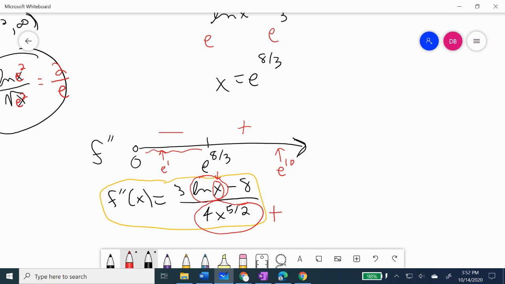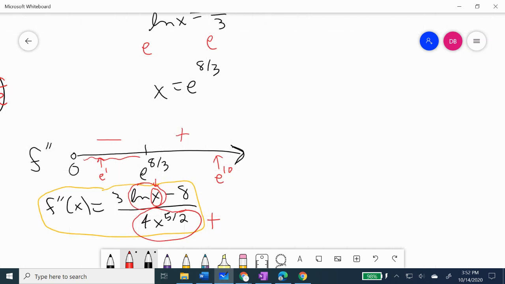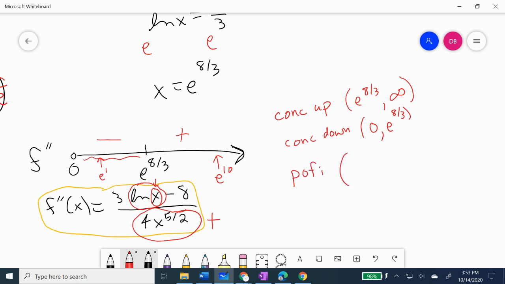Now, this means that I am concave up when I am the number e to the 8/3 to infinity. I am concave down from 0 to e to the 8/3 power. And my second derivative changes sign at this number. That means I have a point of inflection at that number. Point of inflection. But e to the 8/3 is just the x coordinate of that point.